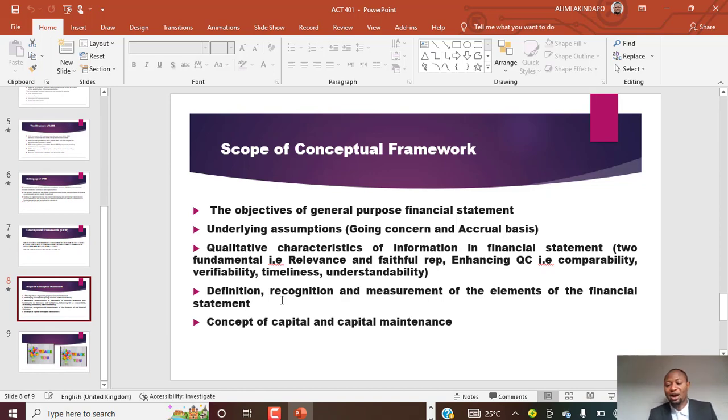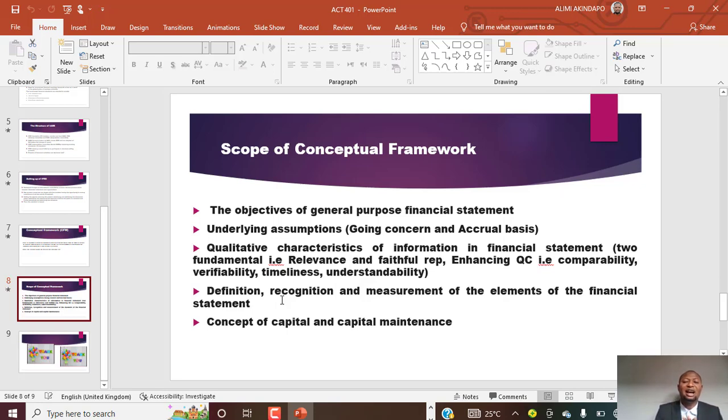Scope of conceptual framework. The following are the scope of conceptual framework. One, the objective of general purpose financial statement. The objective of general purpose financial statement is to provide information about the reporting entities for the users to make informed decisions.